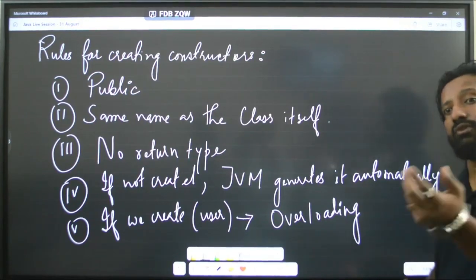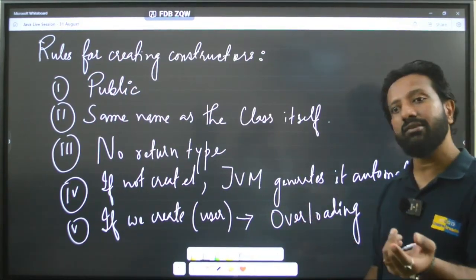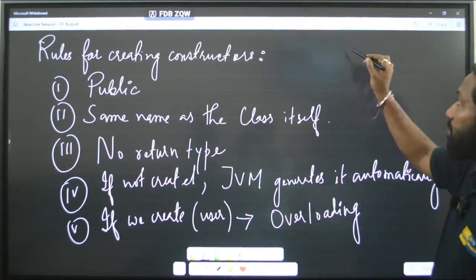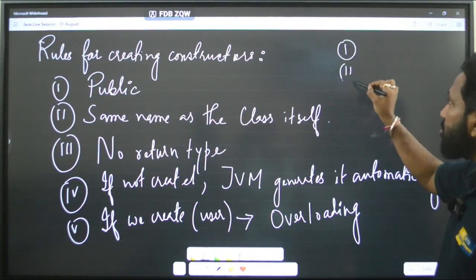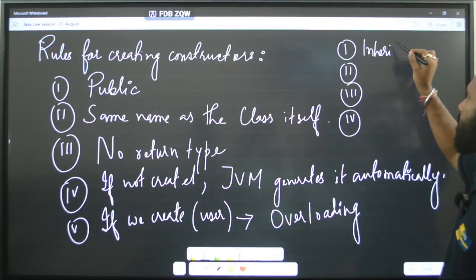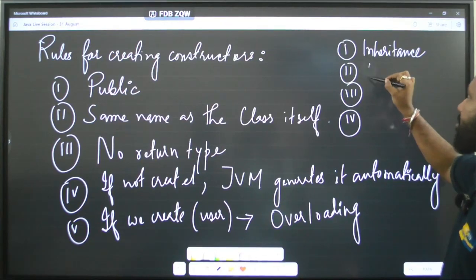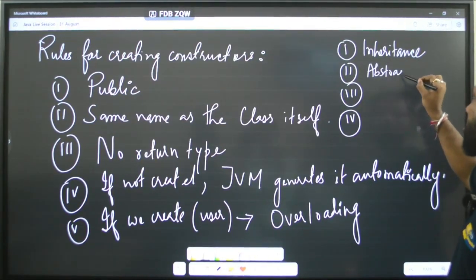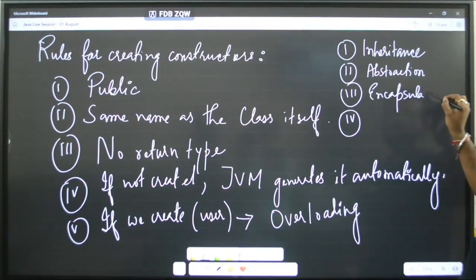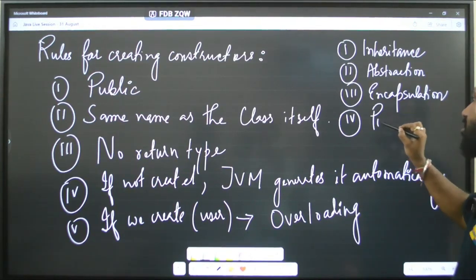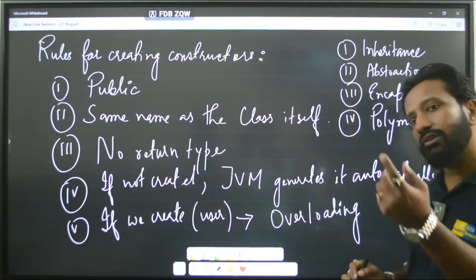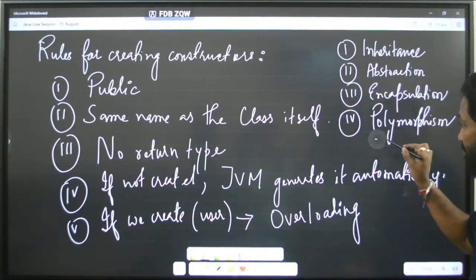What is overloading now? This is actually a kind of pillar of object oriented programming. There are 4 pillars actually. What are the 4 pillars? Number 1, number 2, number 3 and number 4. Inheritance, abstraction, encapsulation, and then comes polymorphism. Out of that, overloading is a type of polymorphism.